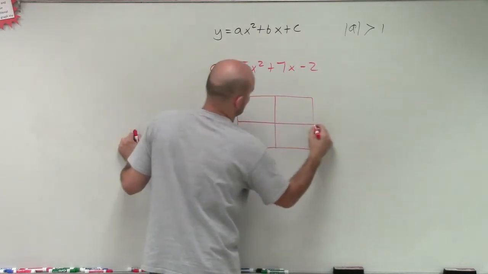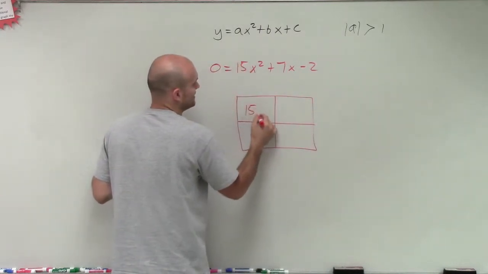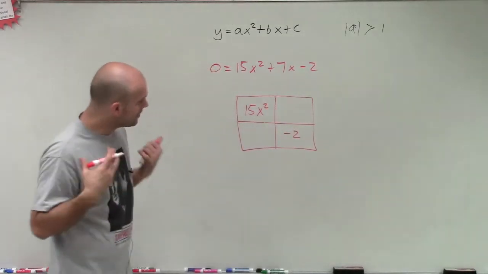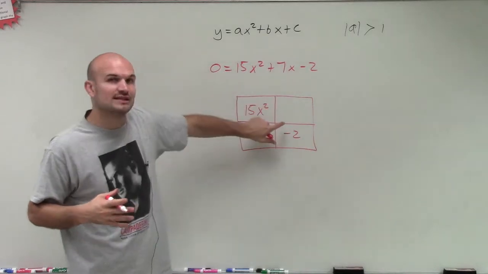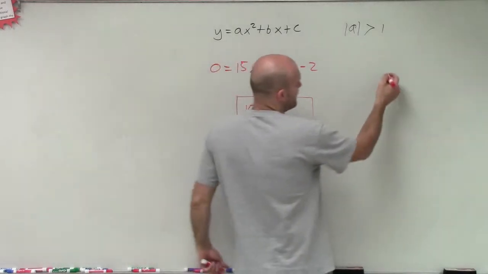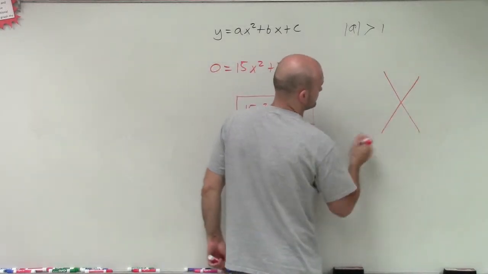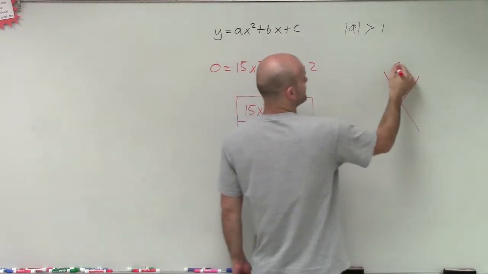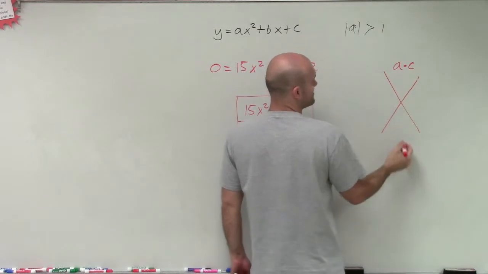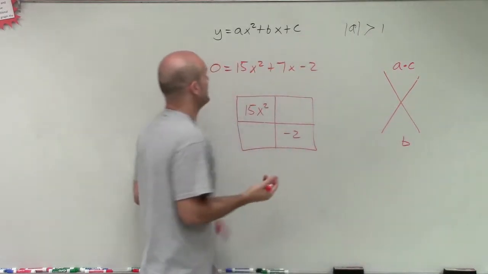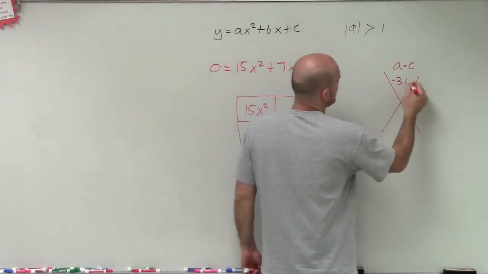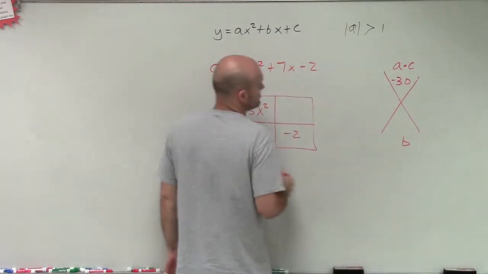But when using the box method, we're given the area, and we have 15x squared, and then we have negative 2. But what we need to determine is what is going to fill in these two boxes. So therefore, we have to go back to our x. And again, since the absolute value of a is greater than 1, we're going to have up top a times c and b on the bottom. Well, a times c is going to be 15 times negative 2, which is negative 30. And then our b is going to be 7.